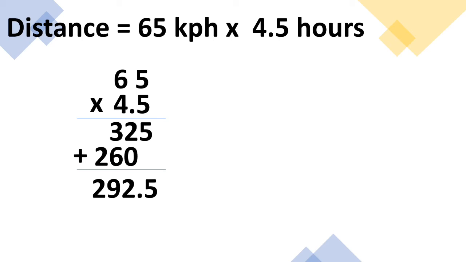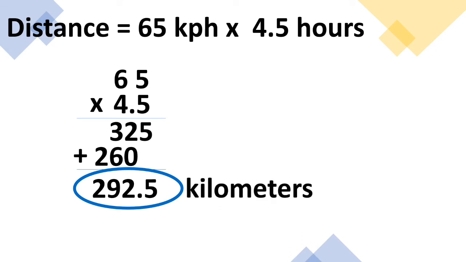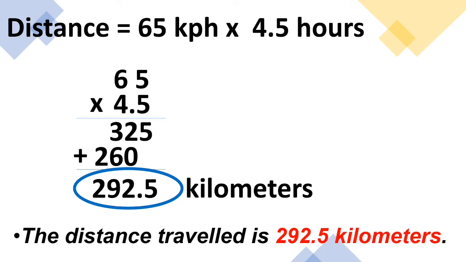2,925. And don't forget, we have one decimal place. And that gives us the answer 292.5. So we have 292.5 kilometers, and the distance traveled is 292.5 kilometers. Did you get it?